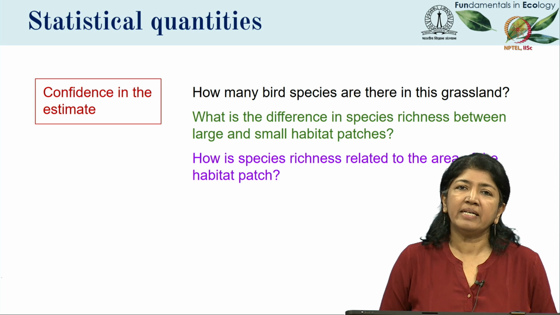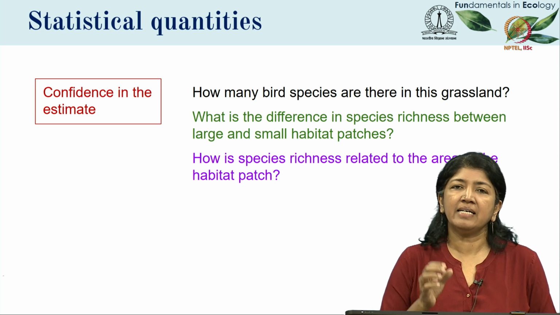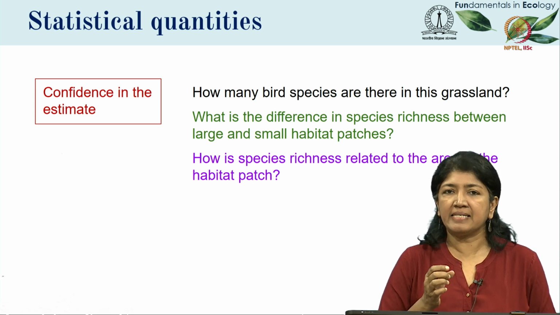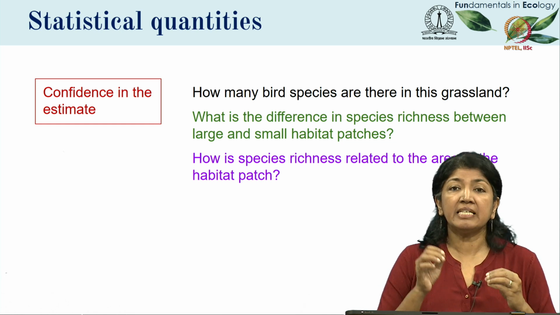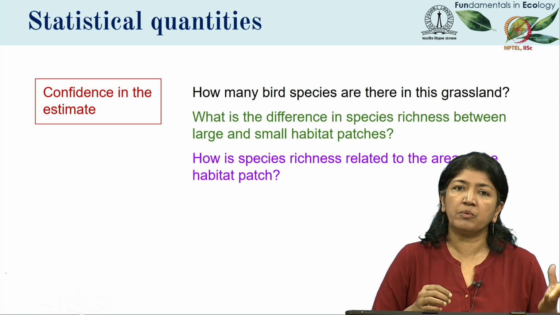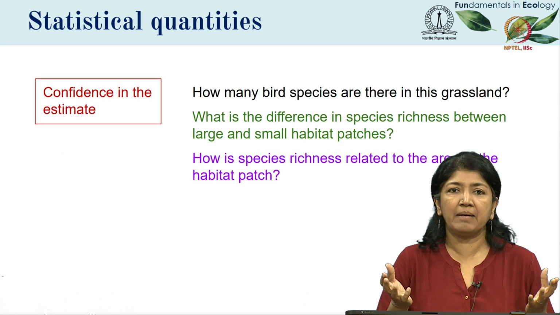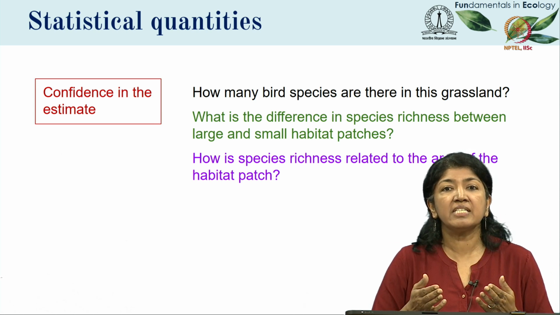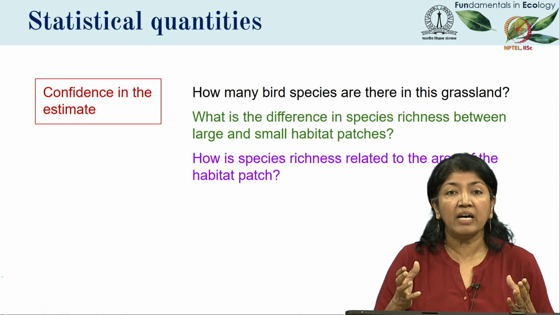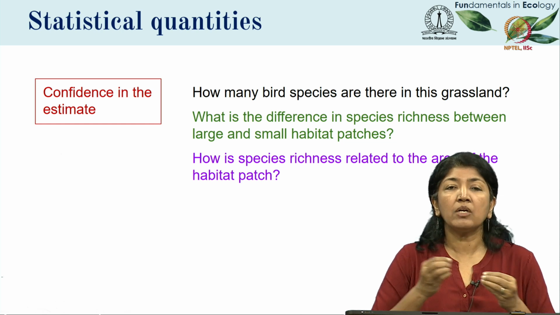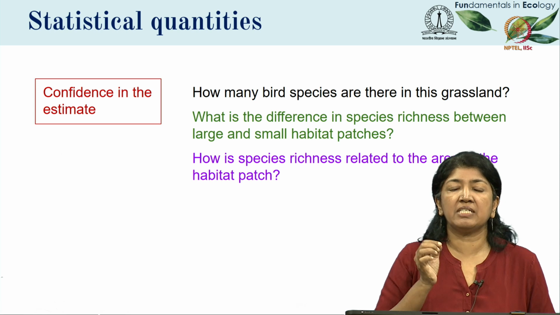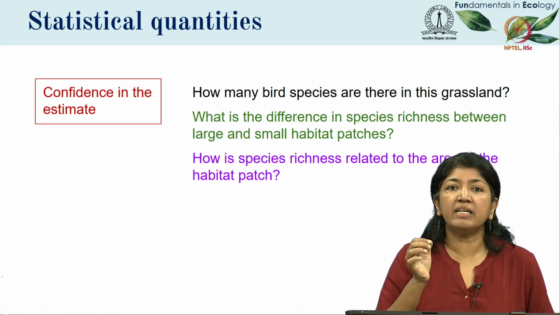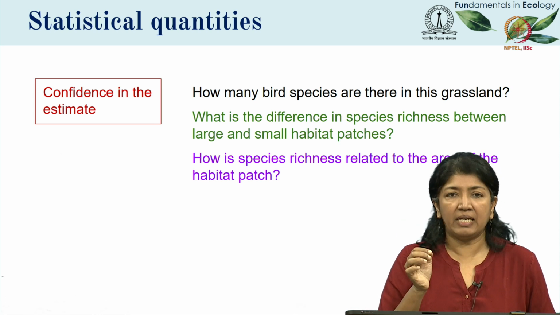The next quantity that we are interested in is the confidence in the estimate. So, whether our question is about how many bird species are there in this grassland, or what is the difference in species richness between small and large habitat patches, or how is species richness related to the area of the habitat patch, in all these cases we get a mean estimate, mean species richness or mean difference or mean correlation.